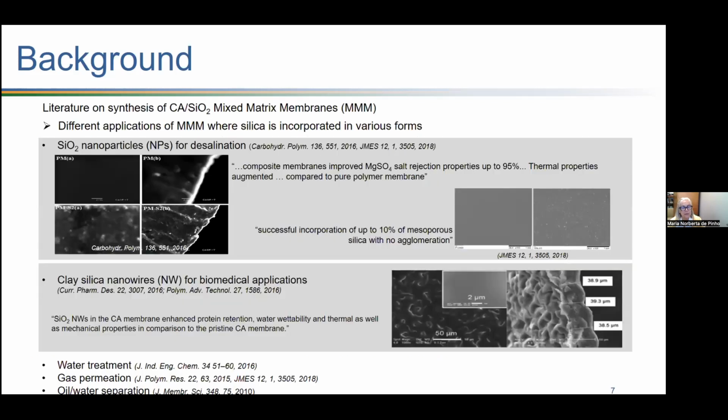Okay, so in that framework, we did some literature review, and the silica in other applications, not medical, but in applications like water treatment, in most cases the mixed matrix membranes have the silica in the form of nanoparticles, and we don't want that. So we went ahead trying to have a homogeneous matrix, with the silica covalently bound to the cellulose acetate matrix, so having one phase only.